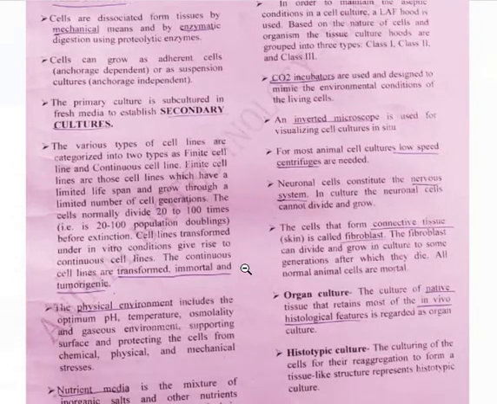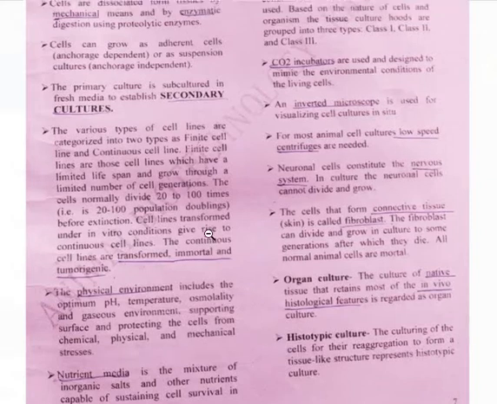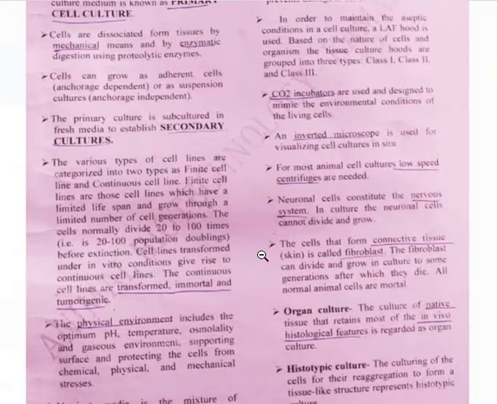The various cell types can be distinguished as finite cell lines and continuous cell lines. Finite cell lines have a limited lifespan, that is normal cell culture. It cannot multiply very fast, and it can grow only up to a limit, with a limited number of generations. Normally, it can divide 20 to 100 times, that is, 20 to 100 population doublings before extinction.